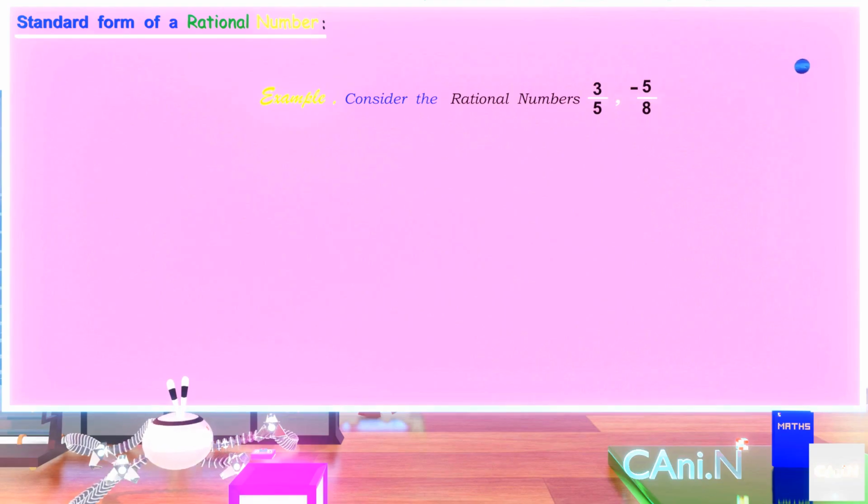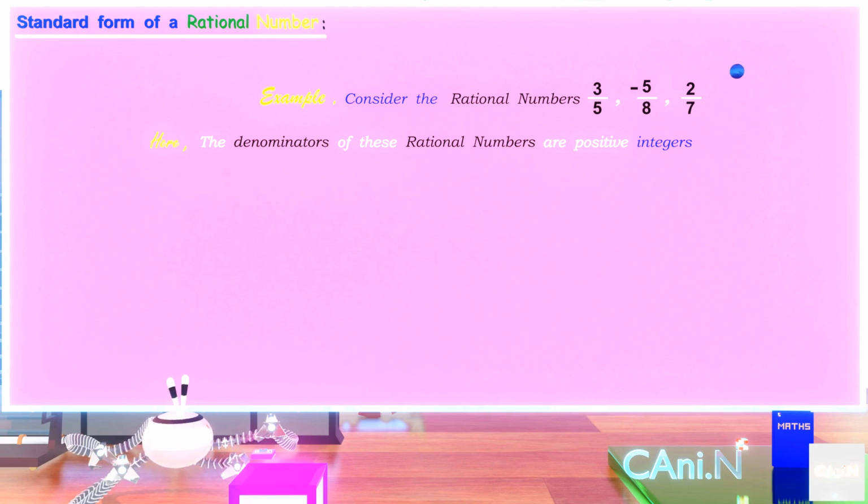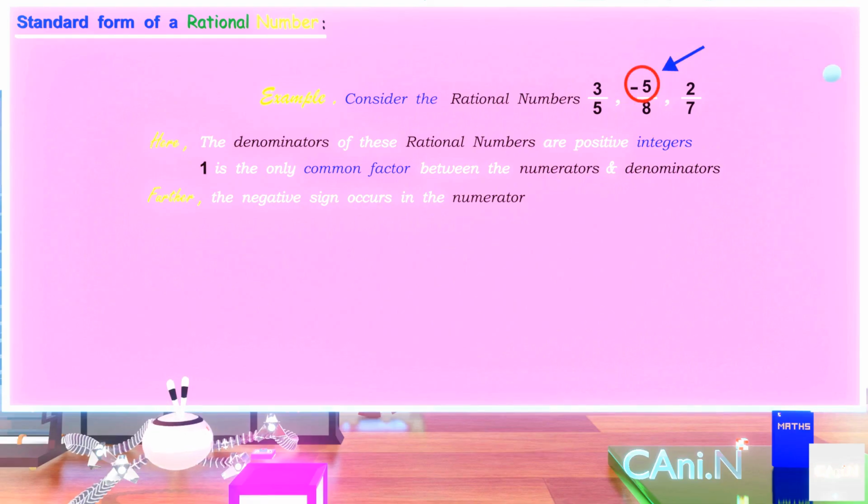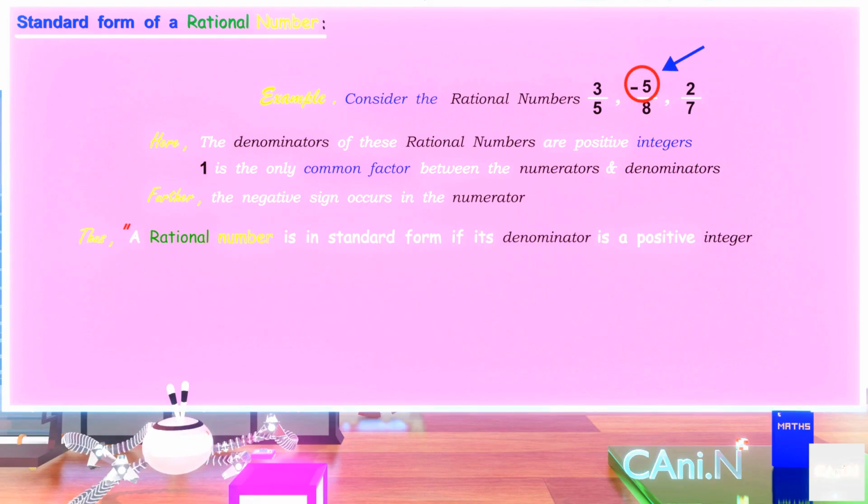Standard form of a rational number. Example. Consider the rational numbers 3 by 5, minus 5 by 8, 2 by 7. Here, the denominators of these rational numbers are positive integers. 1 is the only common factor between the numerators and denominators. Further, the negative sign occurs in the numerator. Thus, a rational number is in standard form if its denominator is a positive integer, and the numerator and denominator have no common factor other than 1.